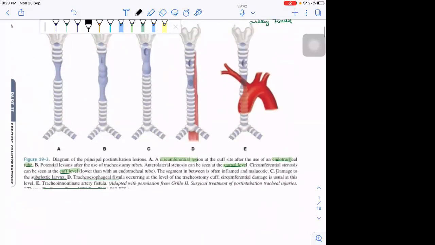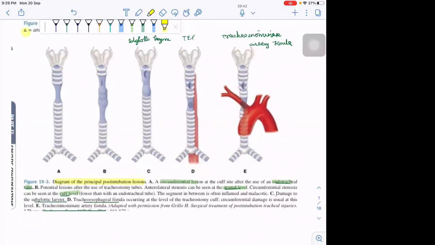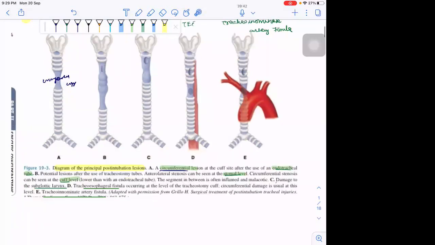Then this is the diagram of the principal post-intubation lesions. What are the post-intubation lesions? First, A is a circumferential lesion, because of the endotracheal cuff. The second is the potential lesion after the use of tracheostomy tubes.